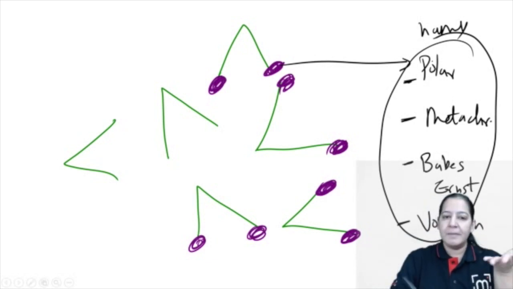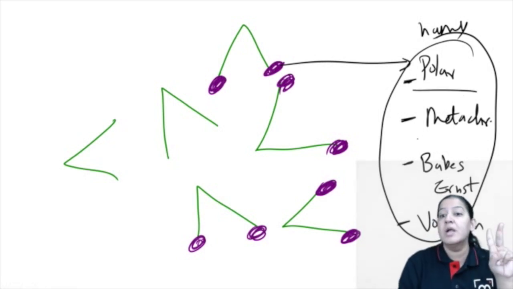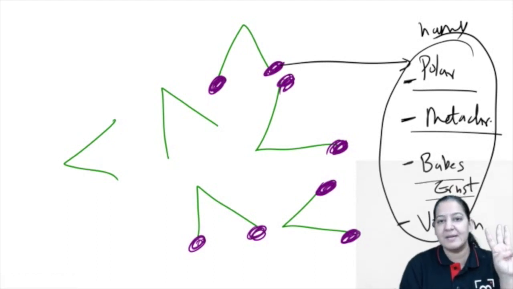Number 1, number 2. You will ask me, okay ma'am, we got it. They are present at poles, that's why polar. They are blue in color, violet in color, that's why metachromatic. They were discovered by Babes-Ernst, that's why Babes-Ernst granules. And they were discovered in a bacteria called Volutin, that's why they are known as Volutin granules.